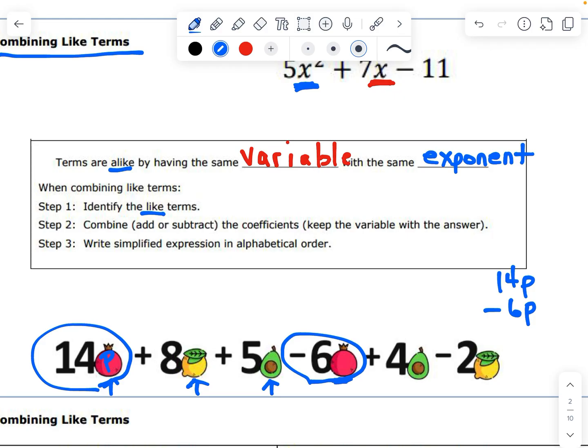Okay, now once we identify what's alike, we combine, which in this case means we're going to either add or subtract, and we're only going to add or subtract the coefficients, not the variables. The variables are going to stay what they are. So if you have pomegranates, then you are going 14 subtract 6 pomegranates. So 14 minus 6 is 8. Now our answer is not just 8, because we are talking about pomegranates, okay? And we would do that for each term, okay? But we're going to kind of bypass that. I just wanted to give you a visual.